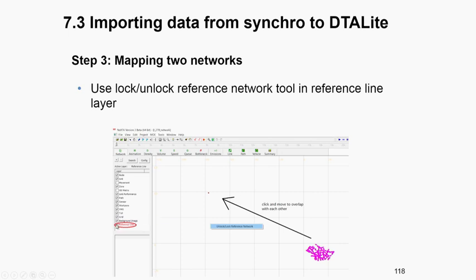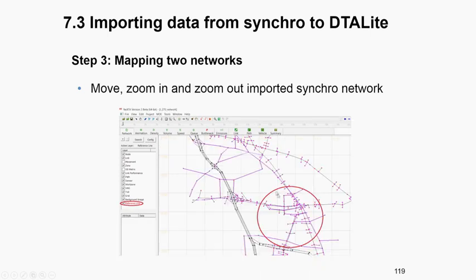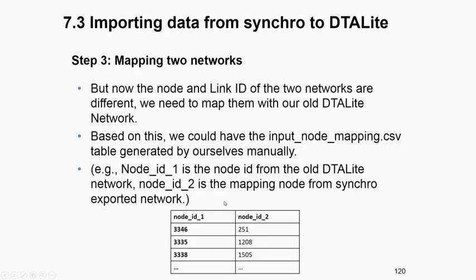You can go to the layer, reference line. You can use the lock or unlock interface to move the network very quickly. Finally, when you compare the networks, you can zoom in and zoom out. Then you can specify a mapped signal intersection. One is in the old DTALite format. The other is in the Synchro data format. Mapping these two networks is not that straightforward, but it is still a very useful way for you to construct a universal signal data representation in our mesoscopic simulator.